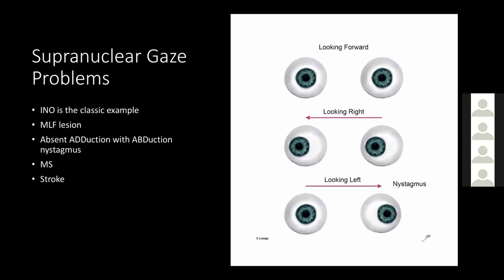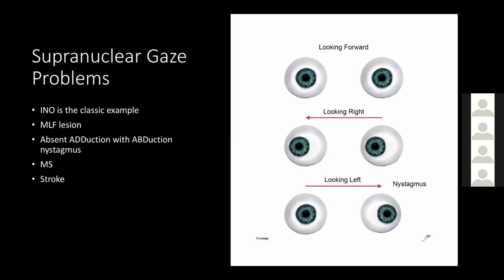All right, and then the last entity is the supranuclear gaze problems. INO is the classical example, which is usually due to an MLF lesion. Here there is a problem on the right side, which is the side with the MLF involvement. Basically there is an absent adduction on the affected side, and the other side will try to compensate by having nystagmus when it's going to abduction.